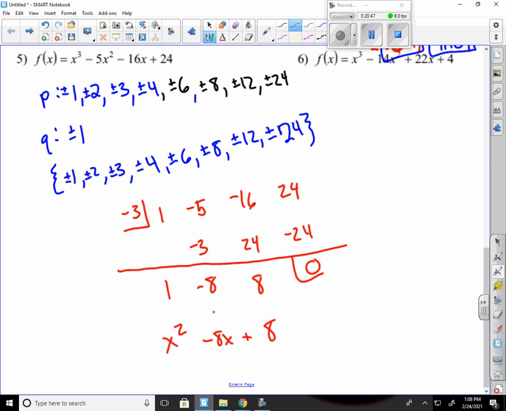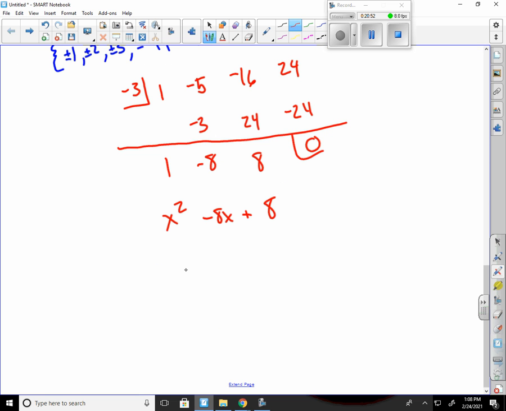Now once I have this, I'm going to use my quadratic formula. -b, that's positive 8 plus or minus the square root of b squared, which is 64, minus 4 times a, which is 1, times c, which is positive 8. All over 2a is just 1 still, so it's all over 2. 4 times 1 times 8, that's 32. 64 minus 32 is 32.